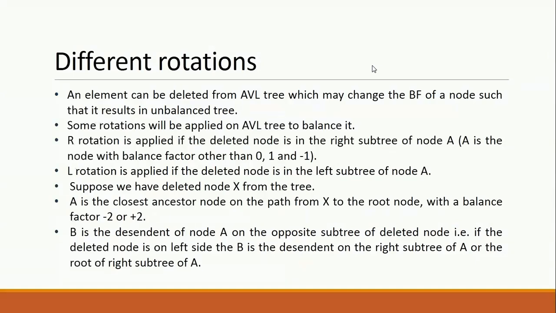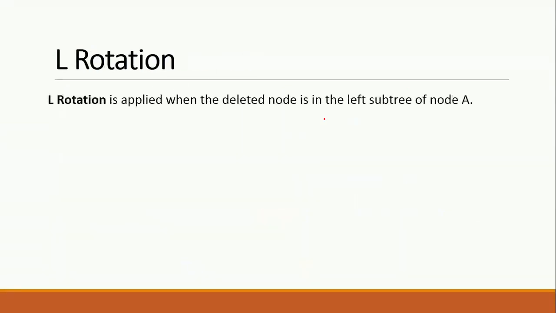B is the descendant of node A on the opposite subtree of the deleted node. So just find the opposite. You will see with an example what I am trying to say. B is a descendant of node A on the opposite subtree of the deleted node. That is, if the deleted node is on the left side, B is the descendant on the right subtree of A, the root of the right subtree. You have to find the descendant on the right hand side. If you are deleting in the left, you have to find the descendant on the right hand side. Okay, we'll see with an example for better clarity.